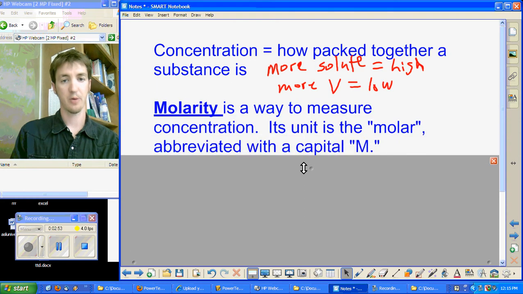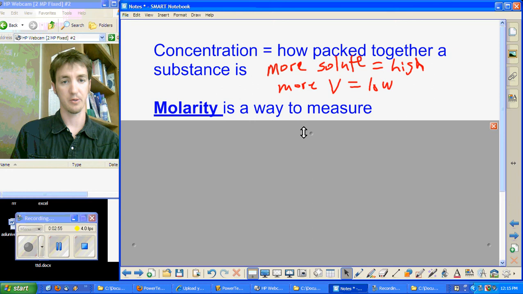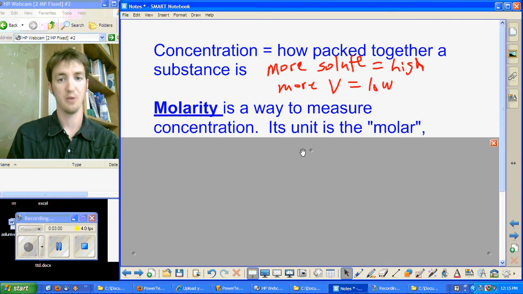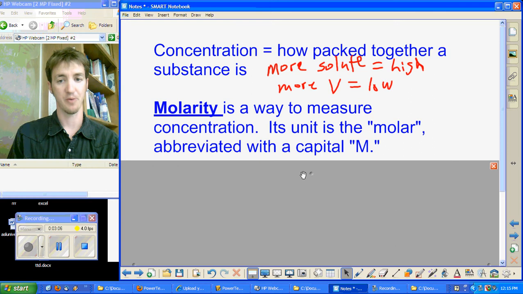Alright, so how we actually measure this is called molarity. Molarity is a way to measure concentration. The unit is a molar, so I'll say it's a 5 molar concentration. It's abbreviated with a capital M. You have to make sure it's a capital M.